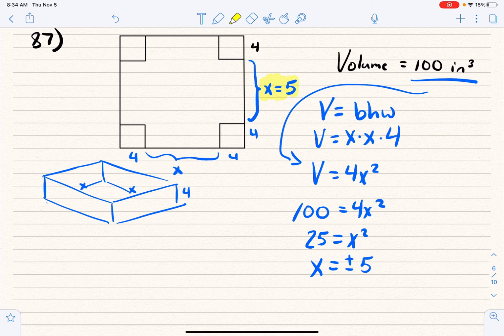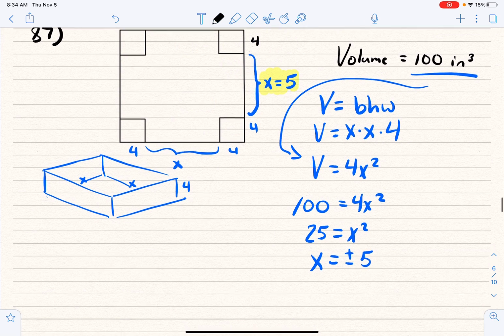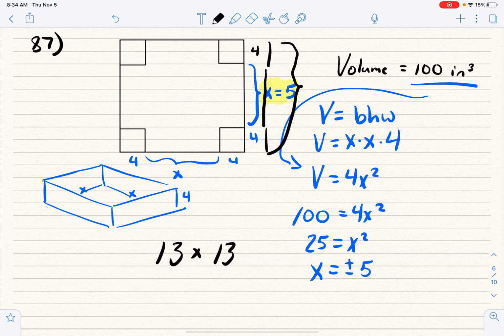That's real simple, but that doesn't answer the question. And it's always important that you answer the question. The question was, what were the dimensions of that piece of cardboard? And the whole thing, if you got 4 up here, 4 down here, and 5 in the middle, 4 plus 5 is 9, plus 4 more is 13. So this whole thing has got to be 13 by 13. That's important. Don't stop with this and feel like you've made it.